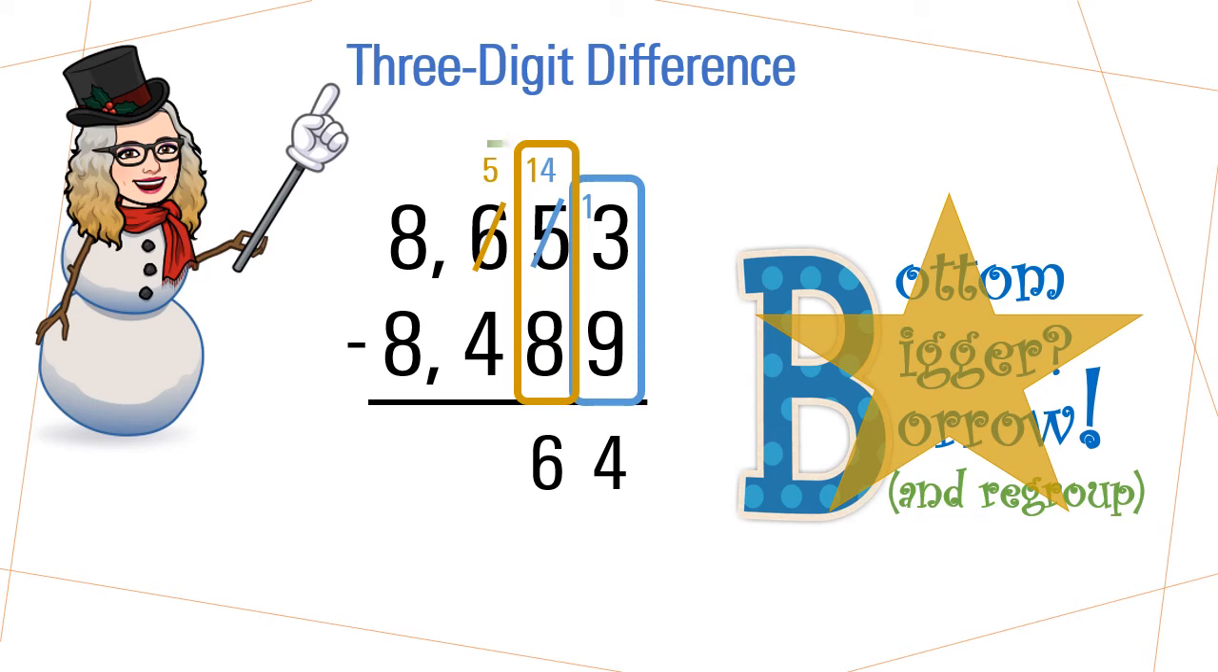Now when I move to the hundreds column, 4 is less than 5, so I'm simply going to subtract 5 minus 4, and that gives me 1. But now take a look at the thousands column. If I subtract 8 minus 8, I get 0. But I'm not going to write that 0 because my answer is 164, and I don't write a 0 in front of the 1. So I'm just going to leave that blank. So my answer is 164.